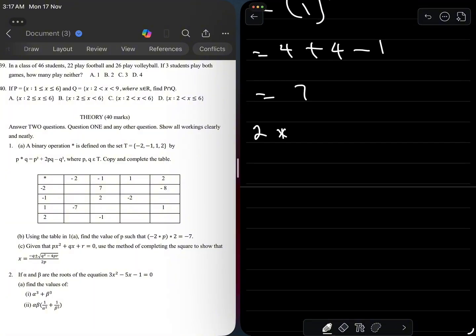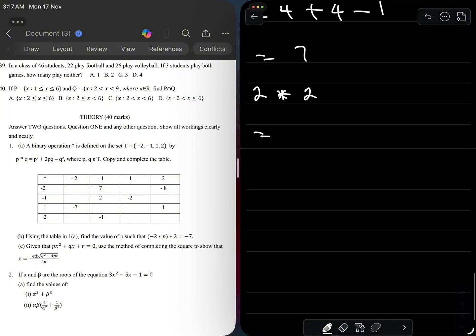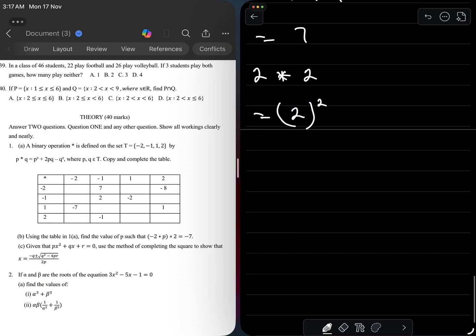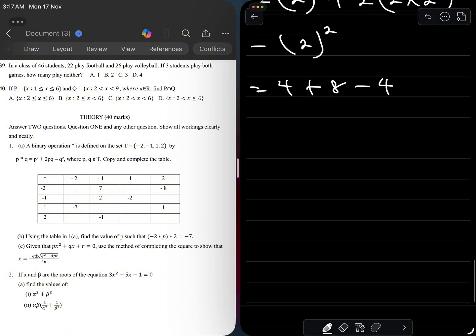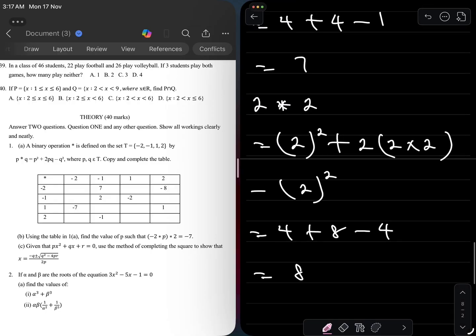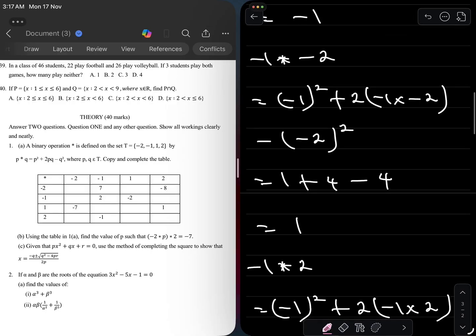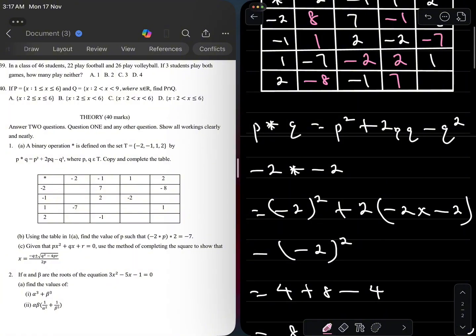2 asterisk 2 is equal to 2 squared plus 2 times 2 times 2 minus 2 squared, which is equal to 4 plus 8. 2 times 2 is 4, times 2, that's 8, minus 4. And that's equal to 12 minus 4, which is 8. So that means 2 asterisk 2 is equal to 8.